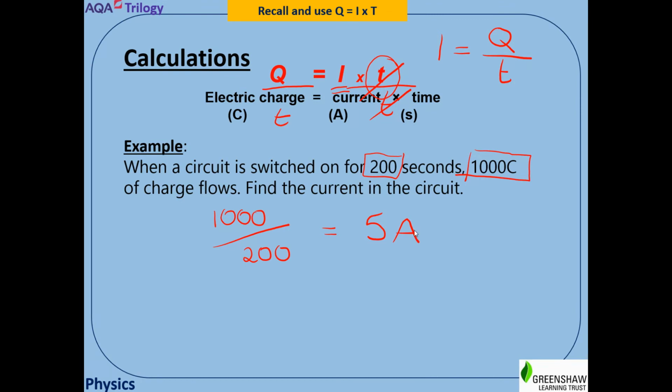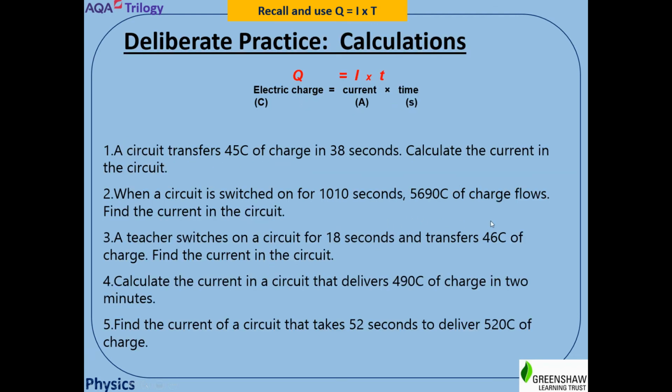Make sure you're sure of how to do that because you're about to go on and practice that. So pause the video here and do these 5 questions. I equals Q divided by T.